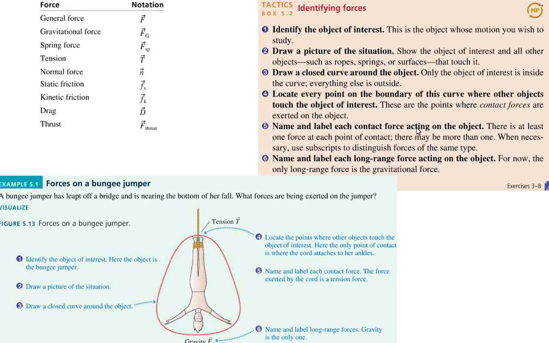And then there is a method, a process for identifying the forces acting on whatever object of interest is under study, and then there's an example detailing the application of this methodology to identifying forces on a bungee jumper. So I'll go back and forth between the tactics box and this figure right here.